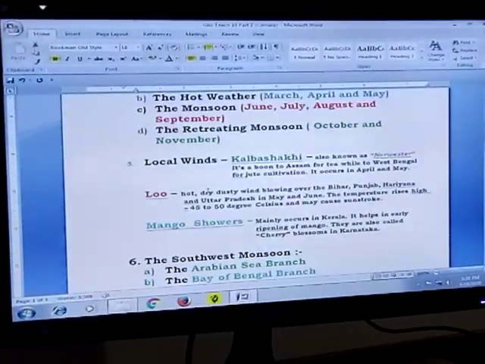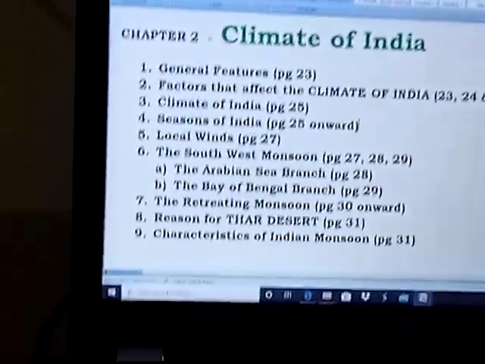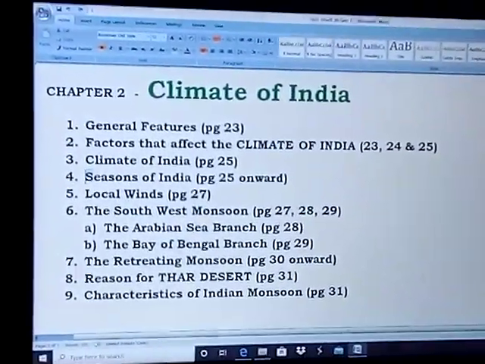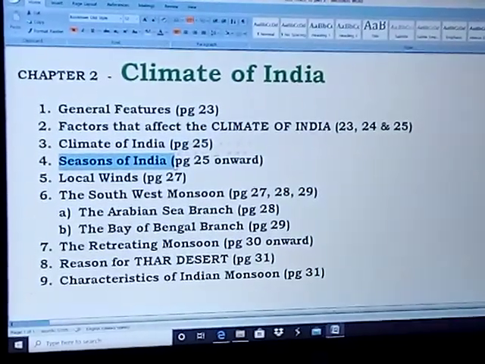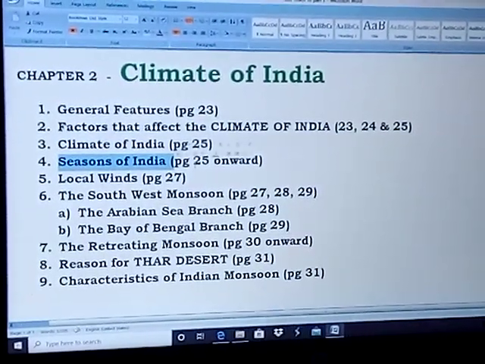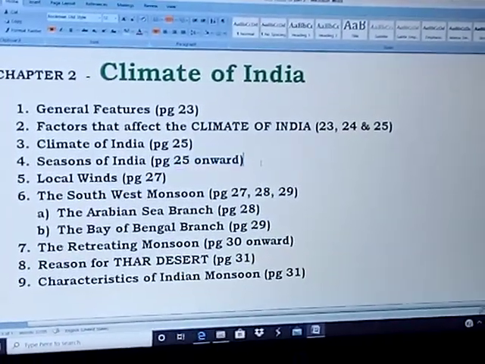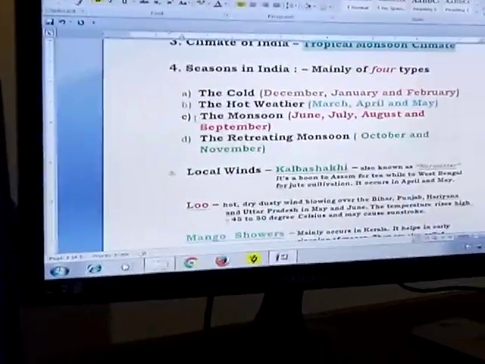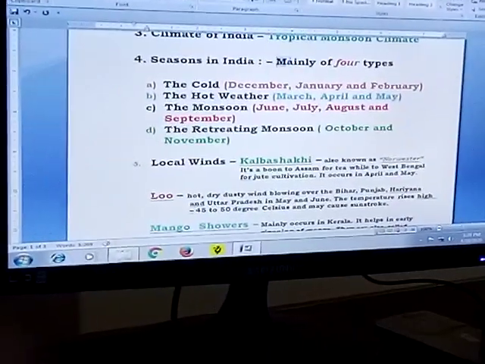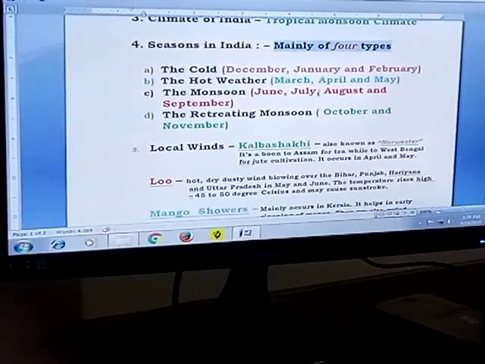Now we'll go for the third topic, rather the fourth topic, the various seasons that are present in India. In our book we'll find it on page number 25 onward. Now what are the four majors? There are mainly four major types of climate or seasons found in India.